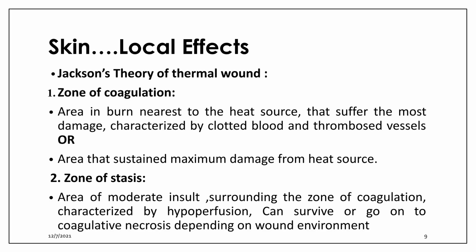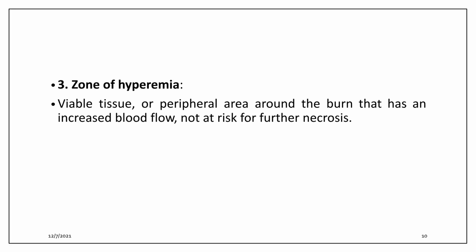The zone of coagulation is the area nearest the heat source, with maximum damage. The zone of stasis surrounds this area and has moderate insult and hypoperfusion. The 3rd zone is the zone of hyperemia, which is viable tissue surrounding the burn. This area has increased blood flow and is not at risk for further necrosis.